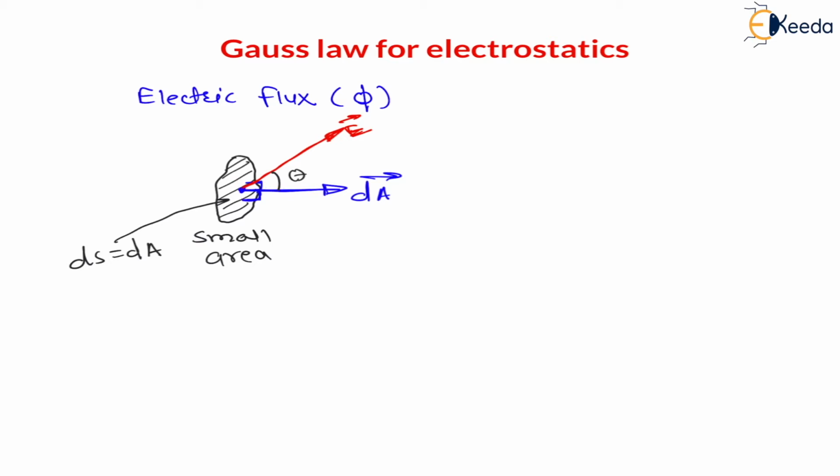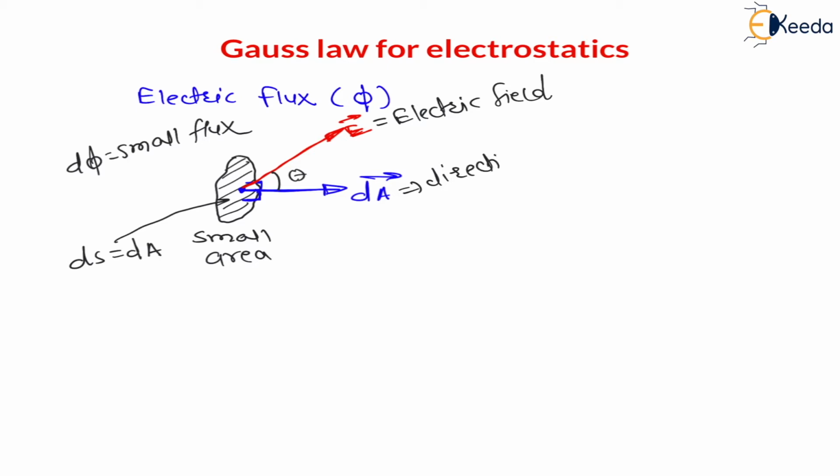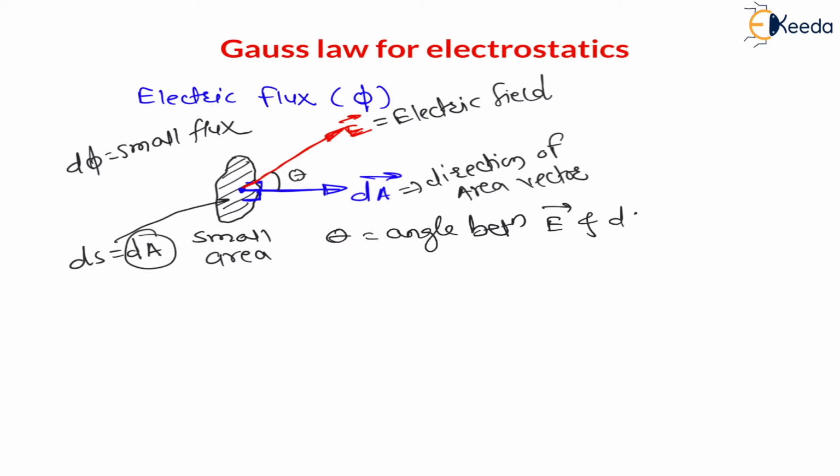And then, my dear students, the flux through this very small area will be very small. That is d phi. Small flux through the very small area. And E is the electric field, and this is the direction of area vector, dA, and magnitude is dA. And theta is the angle between electric field and area vector dA, right?